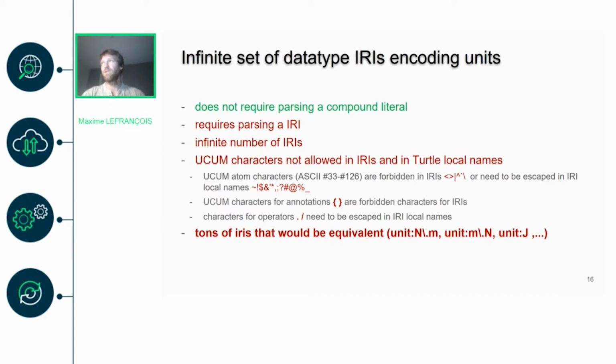UCUM has this very nice feature of defining annotations with curly braces. However, curly braces are characters that are forbidden inside IRIs. And third, the characters for operators like multiplication and division would need to be escaped in IRI local names. So we would end up like below with, for example, Newton times meter here, where we need a backslash to escape the dot. And tons of IRIs would be equivalent.